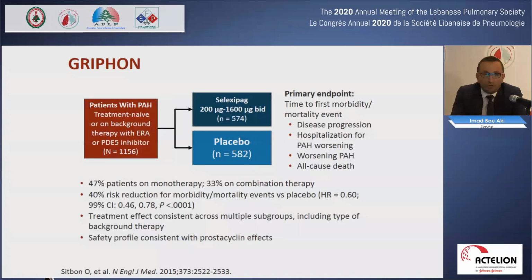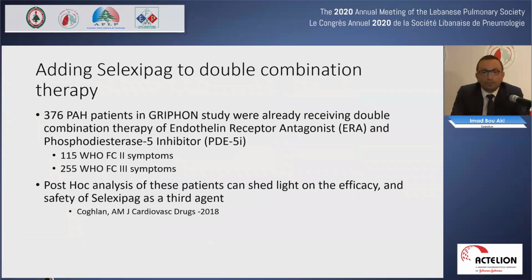It's really a large study, included 1,100 patients. It randomized into placebo and selexipag. And in the placebo group, we had patients that were on double therapy, single therapy, or nothing. Double therapy was 33% of the population, and they were randomized. And they looked at mortality, morbidity. The definition of that is disease progression, hospitalization, worsening PAH, and all-cause mortality.